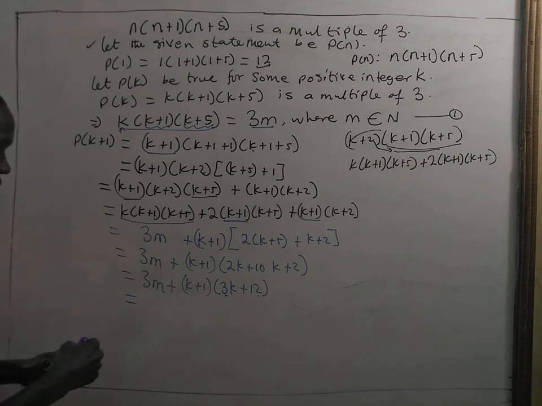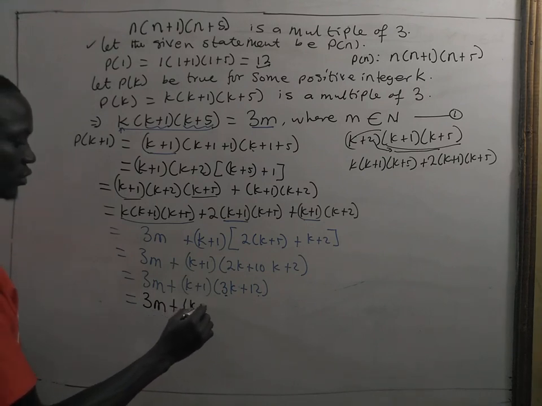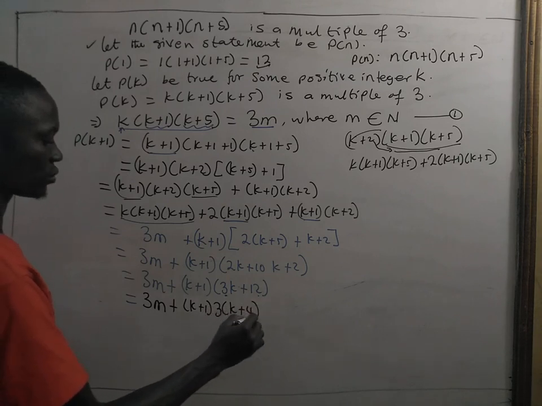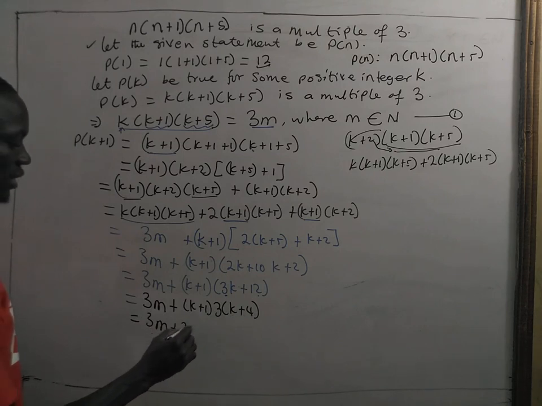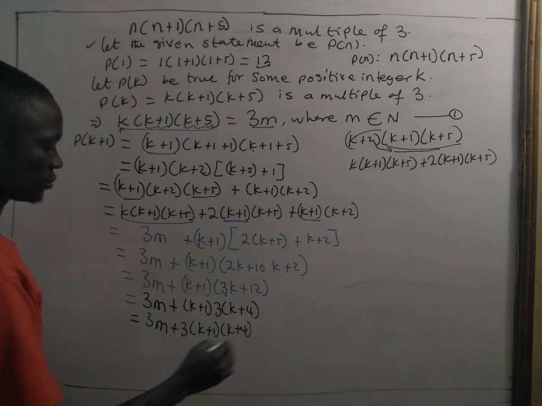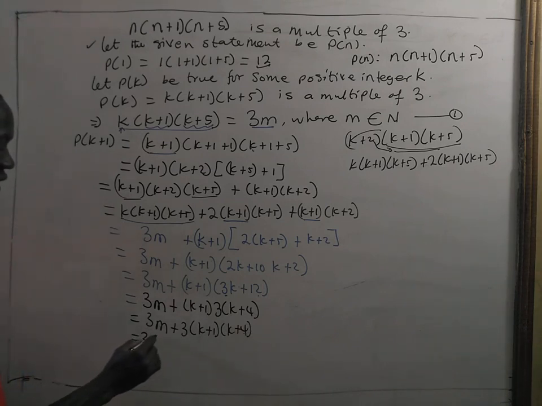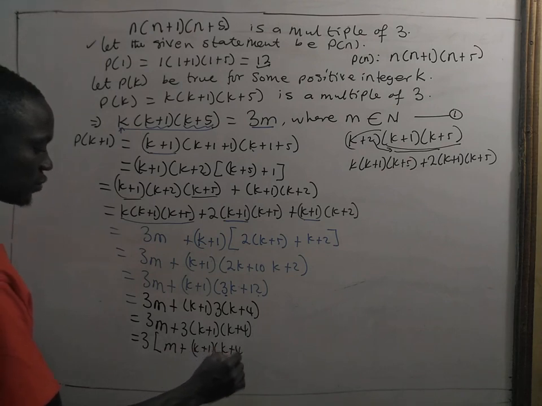So this gives 3m plus k plus 1 times 3 times k plus 4. Then this gives us 3m plus 3 times k plus 1 times k plus 4. So you have 3 here, you have 3 here, so you can factorize 3 out to get 3 times m plus k plus 1 times k plus 4.